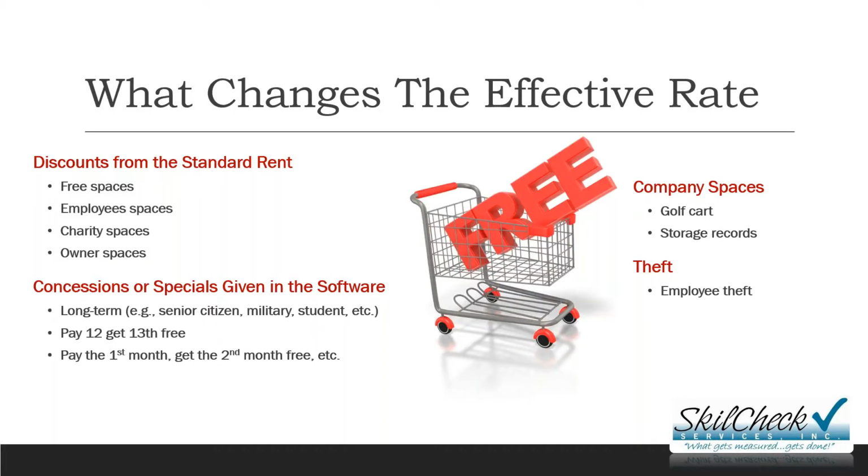So what changes this effective rate, or what things can affect it? First off, discounts from the standard rent. These could be free spaces. These could be employee spaces, which would probably also be listed on your free spaces. Charity spaces, which again, most of these would be listed on your free spaces. But if your owner has spaces, they may put them under their name, but not necessarily under free. You're looking at all of these things because either they're discounted from the standard rent to zero, or, I know I've had some people that just give them a discount every single month and they don't classify it in the software as free.